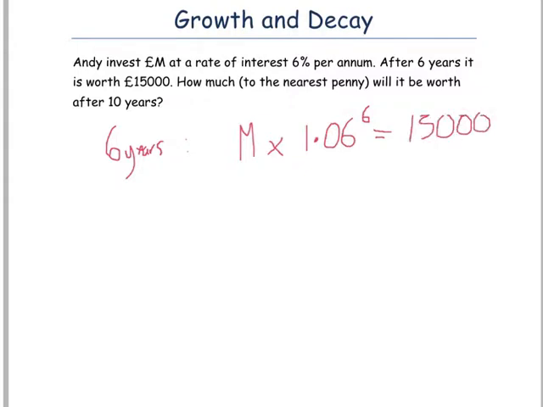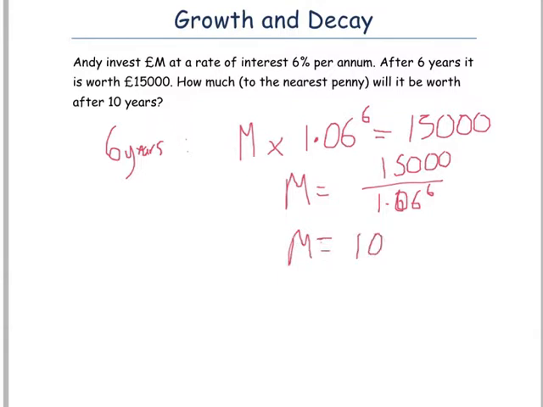So to find the original amount, you must do £15,000 divided by 1.06 to the power of 6, where M is equal to £10,574 and 41p if you were to round it. But to keep the accuracy as best you can, I would at this stage just write it down to a few decimal places.